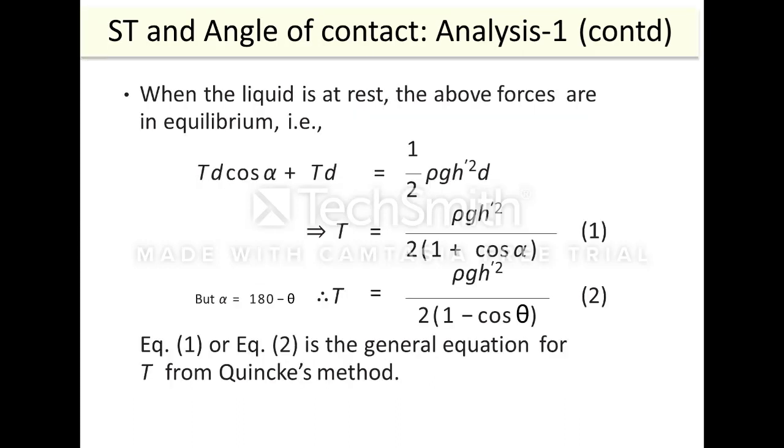When the liquid is at rest, the above forces are in equilibrium, that is Td cos alpha plus Td is equal to half rho g h dash square times d. This implies T is equal to rho g h dash square divided by 2 times (1 plus cos alpha). But alpha is equal to 180 minus theta. Therefore, T is equal to rho g h dash square divided by 2 times (1 minus cos theta). Equation 1 or equation 2 is the general equation for T from Quincke's method.